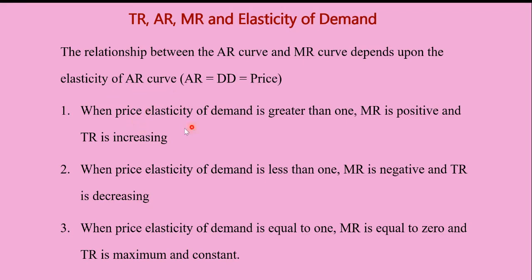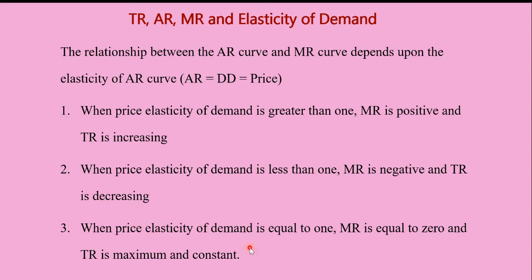When price elasticity of demand is greater than 1, MR is positive and TR is increasing. When price elasticity of demand is less than 1, MR is negative and TR is decreasing. This is greater than 1, this is lesser than 1. Here MR is positive, MR is negative. Here TR is increasing, TR is decreasing.